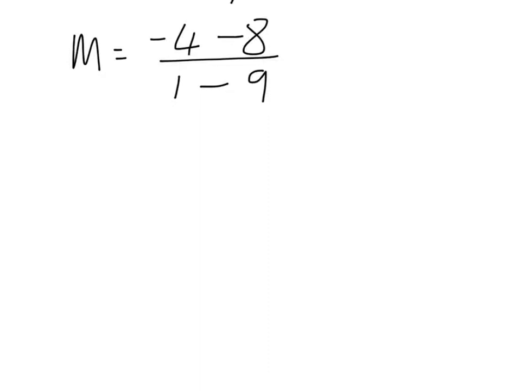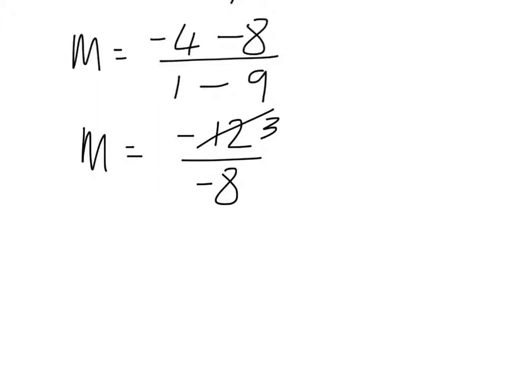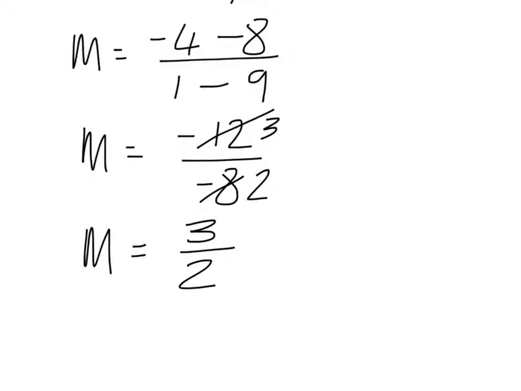So that then gives us minus 4 take away 8, which is minus 12, over 1 minus 9, which is minus 8. So the minus signs, minus divided by minus, gives us a positive answer, and 12 over 8 can be simplified. 4 goes into both of those, 4 goes into 12 3 times, and 4 goes into 8 twice. So it means the gradient of our median is 3 over 2. So that's what we needed.